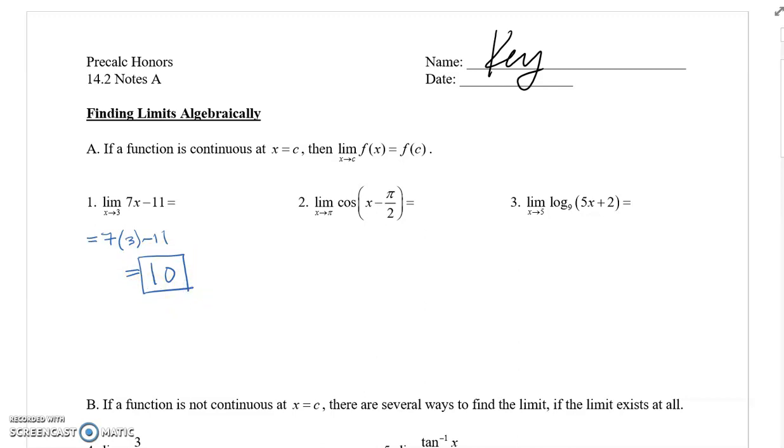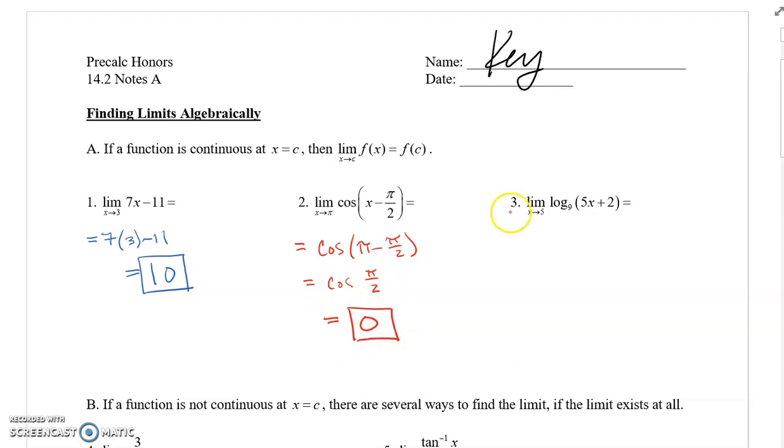Let's do the next one. The limit as x approaches pi of the cosine of x minus pi over 2. We know cosine is a continuous function, so let's just straight up plug in. That would just be the cosine of pi minus pi over 2, and that's the cosine of pi over 2. And hopefully you haven't forgotten your unit circle values. The cosine of pi over 2 is 0.